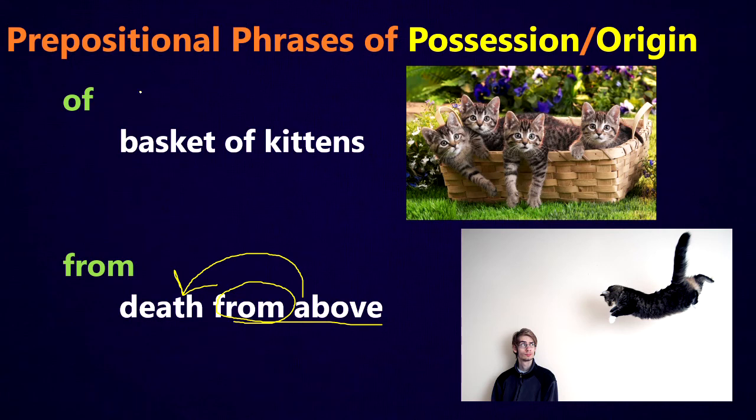So these of prepositional phrases, oftentimes we can change the grammar a little bit and use the apostrophe S, the possessive. So if I say the house of mine, I could also say my house. That would be a possessive determiner. If I said the house of Mary, I could also say Mary's house. So these of prepositional phrases can often get changed into the apostrophe S possessives.